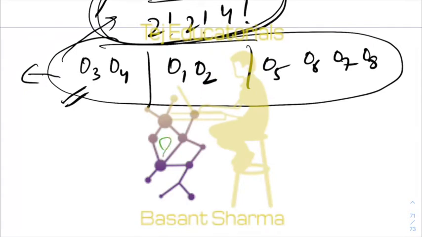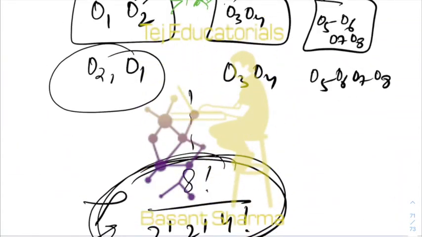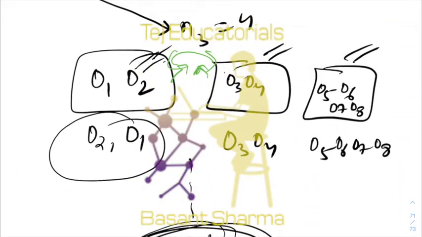So the final answer would be 8 factorial upon 2 factorial, 2 factorial, 4 factorial, the first step, and then 2 factorial again, because we have two groups of size 2. So these two blocks can permute amongst themselves also. So we have to finish off that excess permutation as well.